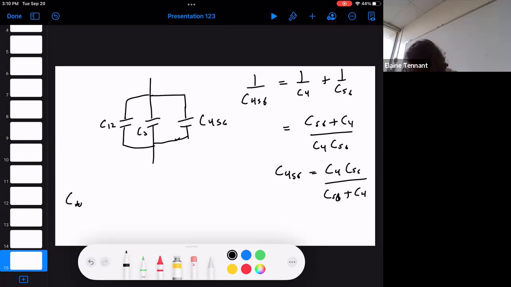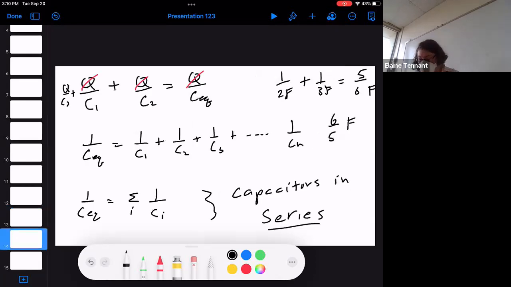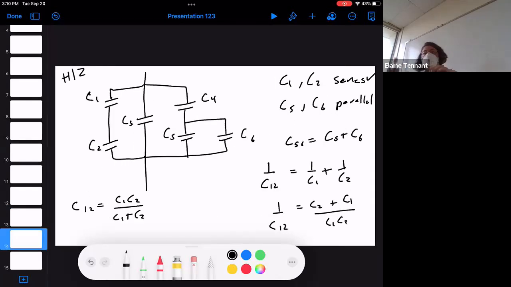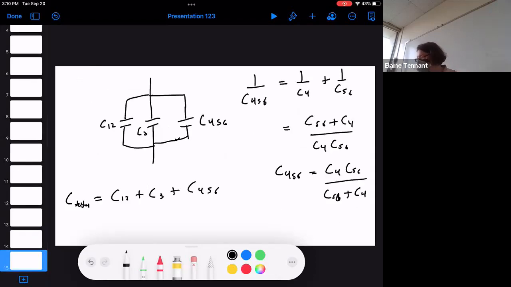So C total would be C12 plus C3 plus C4,5,6. You would have to go back and add in what C4,5,6 and C12 are, but the basic idea is there. You have something complicated, take the simple chunks and break it down, redraw it until you reach something very simple. Okay, everyone seemed pretty happy with that.